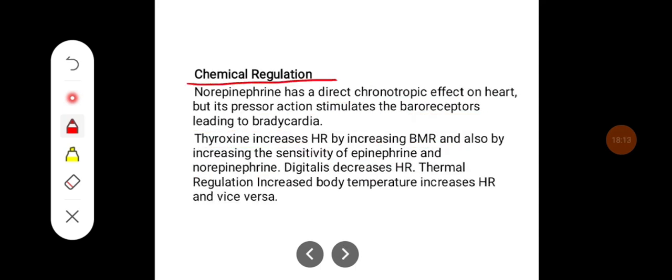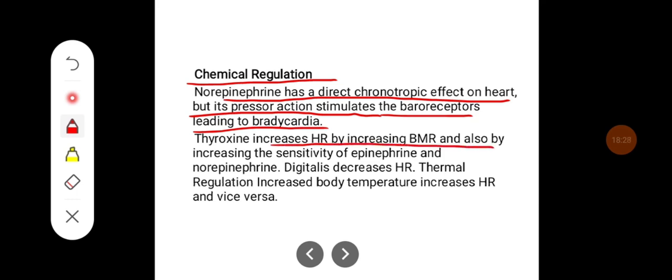Coming to chemical regulation, norepinephrine has a direct chronotropic effect on the heart, but its pressor action stimulates the baroreceptor, leading to bradycardia. Thyroxine increases the heart rate by increasing BMR and also by increasing the sensitivity to epinephrine and norepinephrine. Digitalis decreases the heart rate. In thermal regulation, increasing the body temperature increases the heart rate.